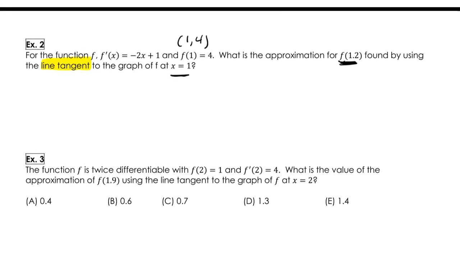If it's at the point 1, 4, we're going to have y minus f of 1 equals f prime of 1. I just realized there's a lot of 1s here. And then x minus 1 on the last couple examples.